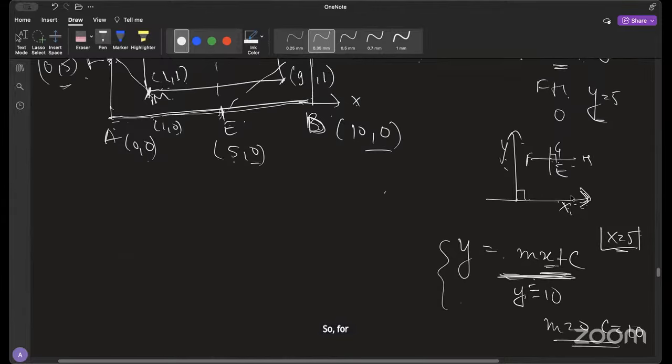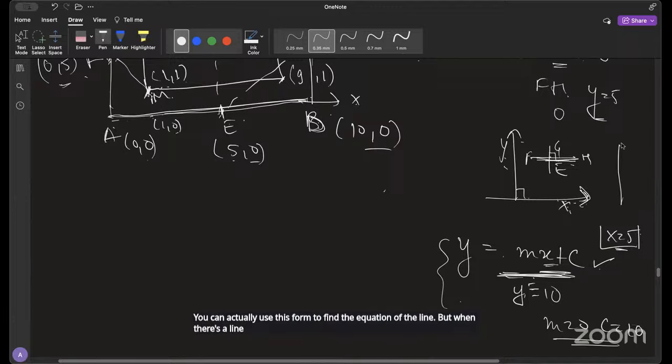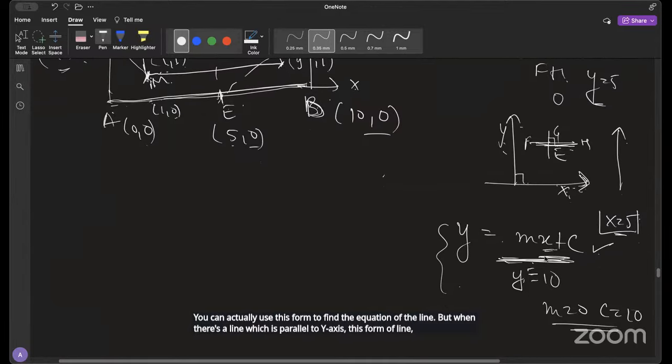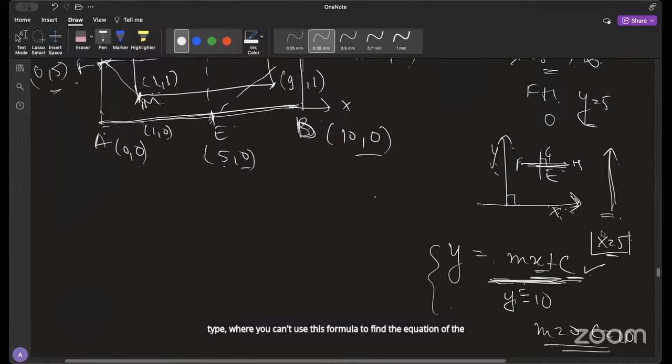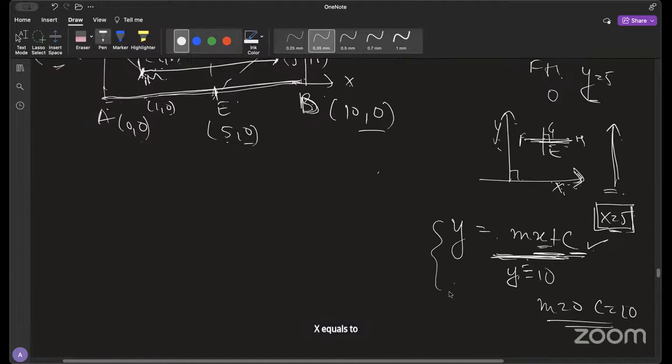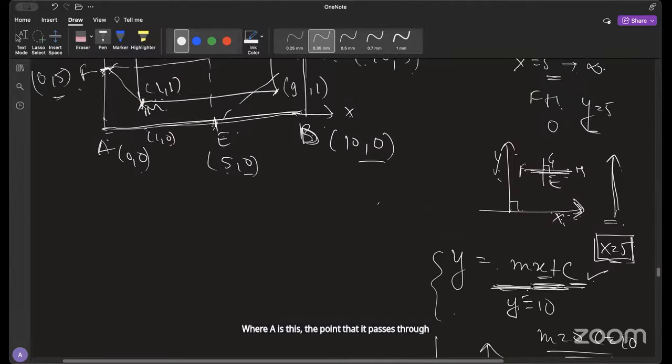So for a line parallel to the x-axis, you can use this form to find the equation of the line. But when there's a line which is parallel to the y-axis, you can't use this formula. These lines parallel to the y-axis are a special type where you have to write the equation as x equals a. So for a line parallel to the y-axis, the equation is x equals a, where a is the point that it passes through. Is this clear to everyone?